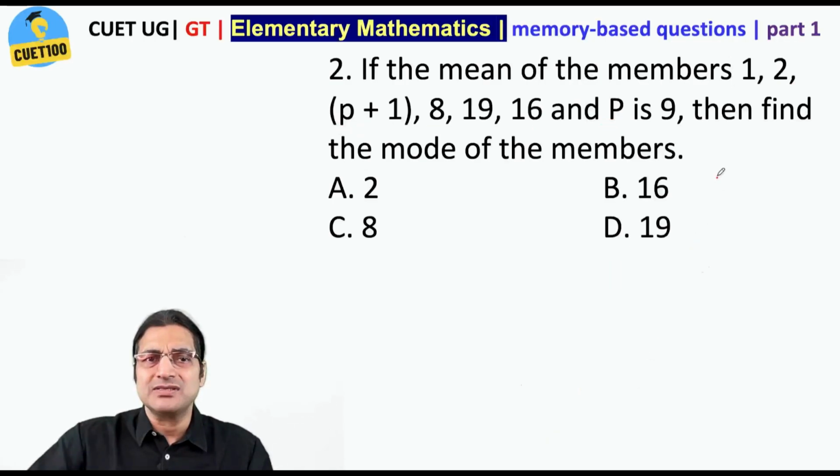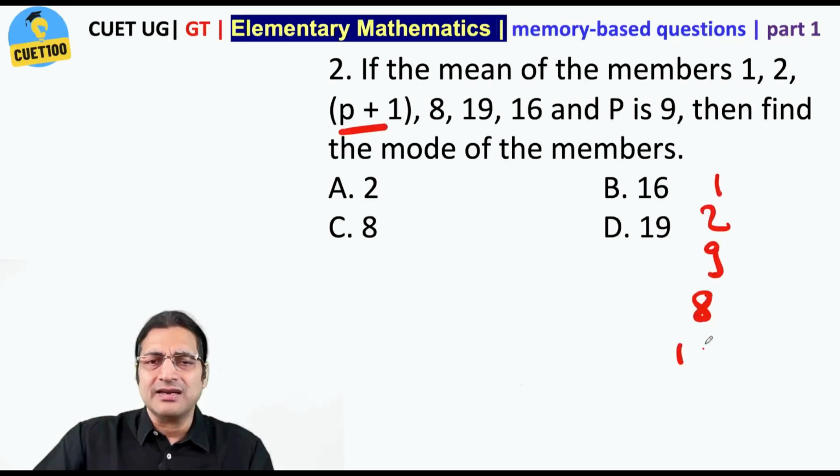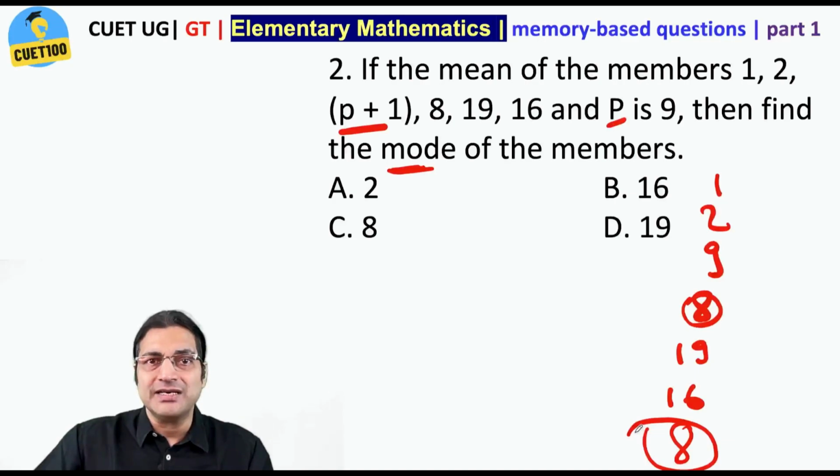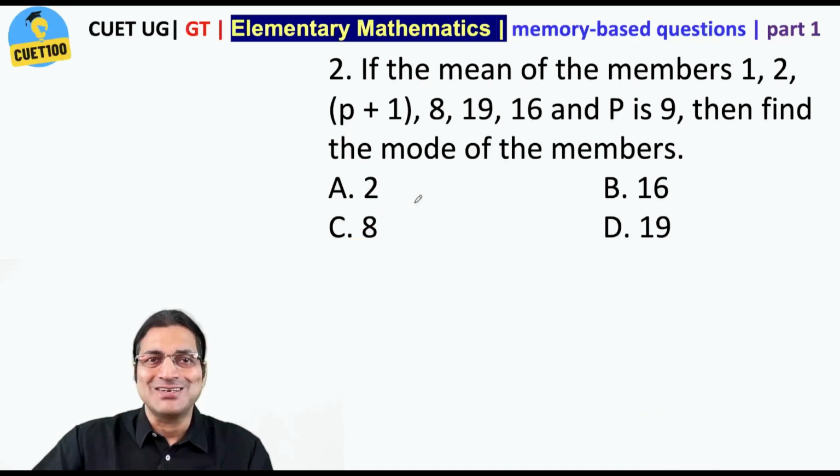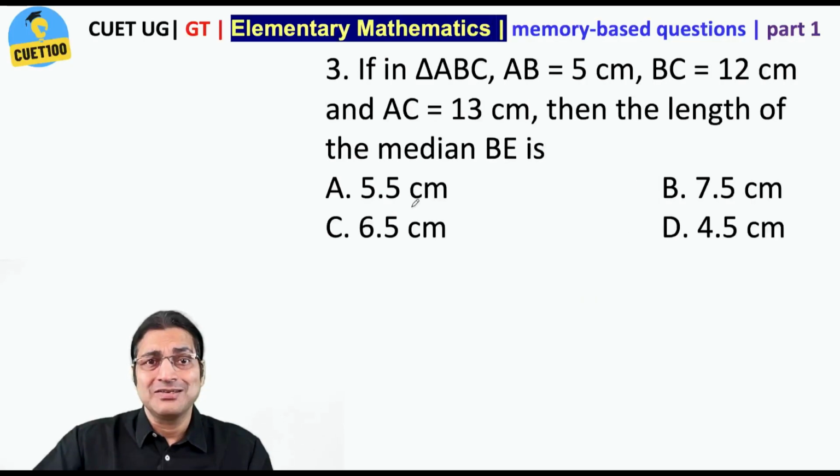So what are the numbers? 1, 2, 8 plus 1, 9, 8, again 19, 16, and this p is 8. And what are we being asked about? The mode of the numbers. And what is the mode? The most frequent number. There is only one number that appears more than once here, and that is 8. So this is our answer, 8.